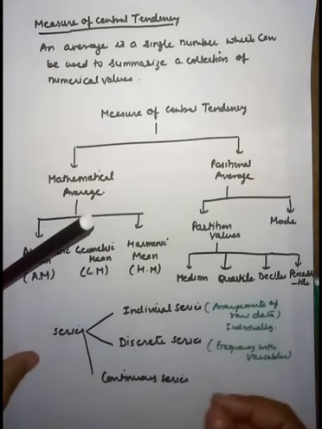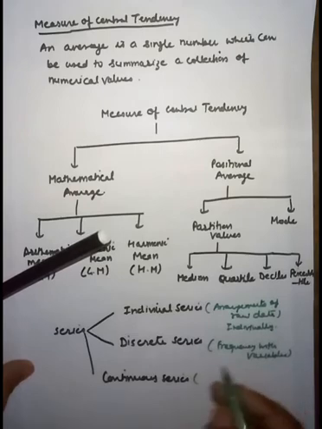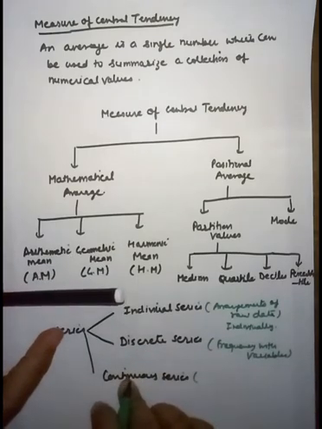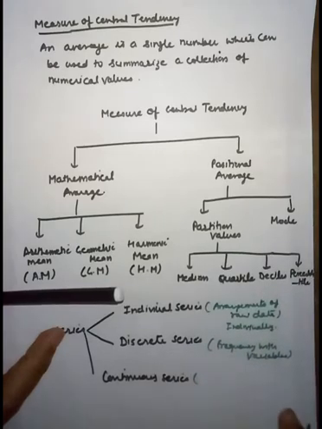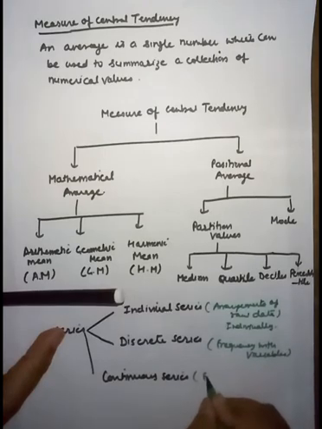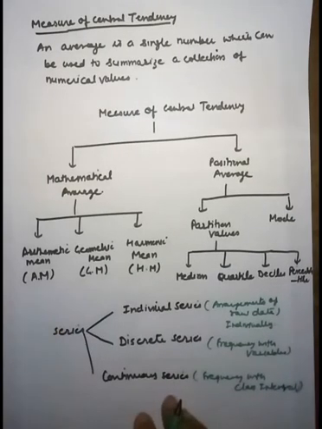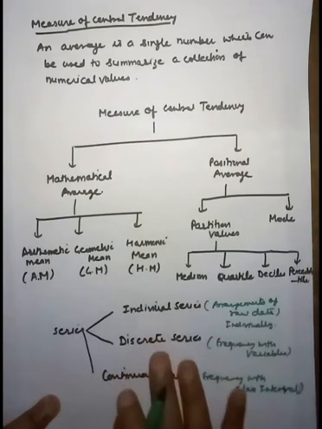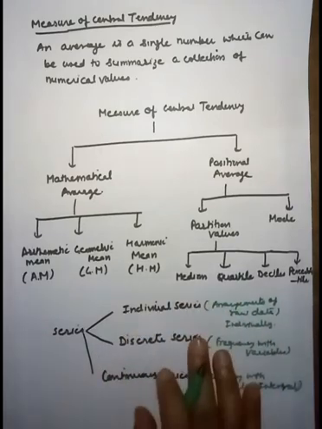Continuous series means where the frequencies are given along with the value of variable in the form of class interval. It is the difference between discrete and continuous series, a very slight difference. In discrete series, we take the variable with frequency, and in continuous series, in place of variable we take the class interval, with frequency. I mean, in individual series there is no frequency, in discrete series there is frequency with variables, and in continuous series there is a class interval and given frequency. So these types of series are known as individual series, discrete series, and continuous series.